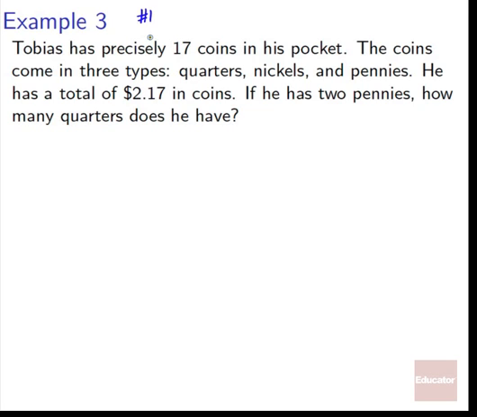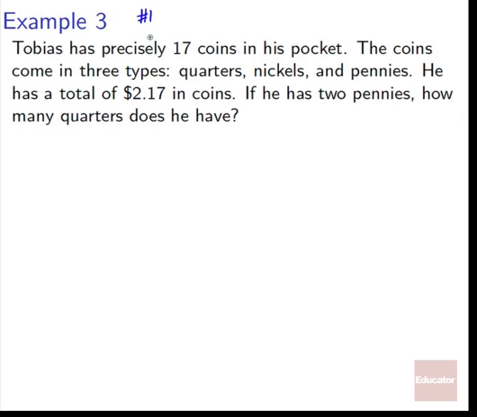Now, if we didn't remember, we'd go, oh, what's a quarter? We look it up. Quarter is 25 cents. What's a nickel? 5 cents. What's a penny? 1 cent. Cool. He has a total of $2.17 in coins. If he has two pennies, how many quarters does he have?